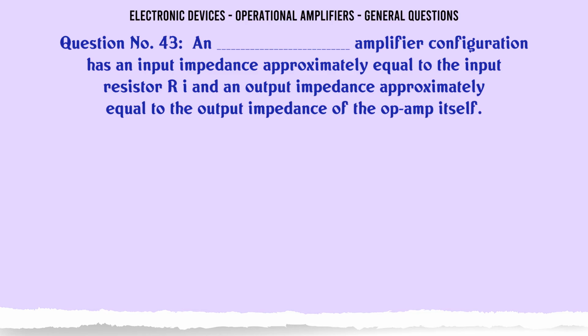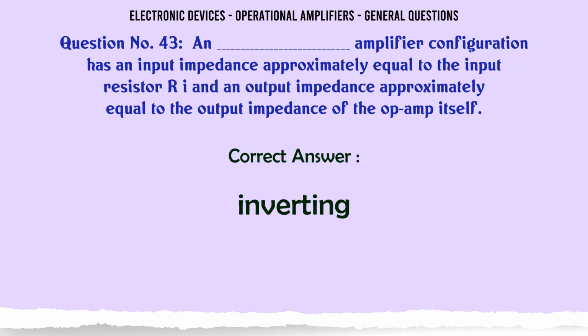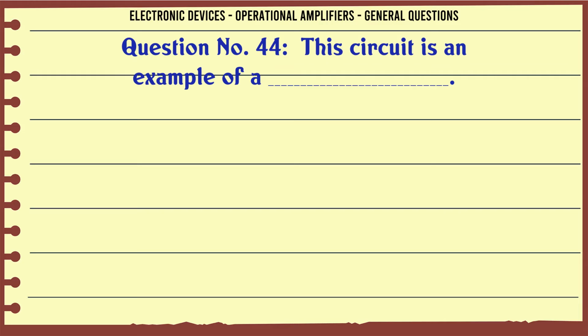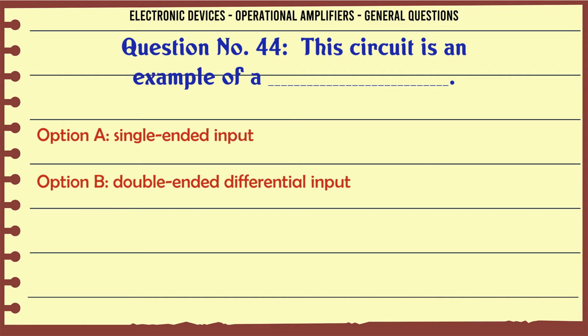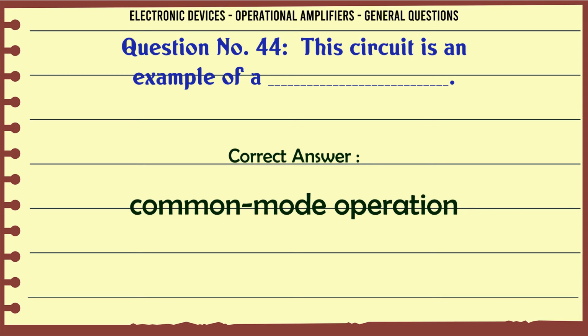An amplifier configuration has an input impedance approximately equal to the input resistor Ri and an output impedance approximately equal to the output impedance of the op-amp itself. A. Non-inverting. B. Inverting. C. Voltage follower. D. The correct answer is inverting. This circuit is an example of A. single-ended input, B. double-ended differential input, C. double-ended output, D. common mode operation. The correct answer is common mode operation.